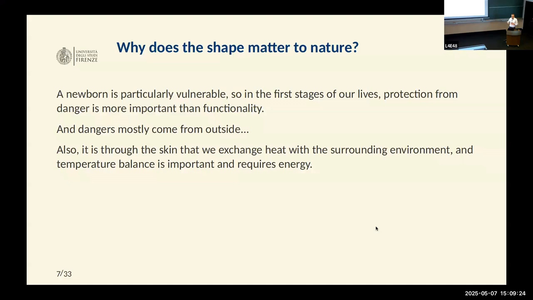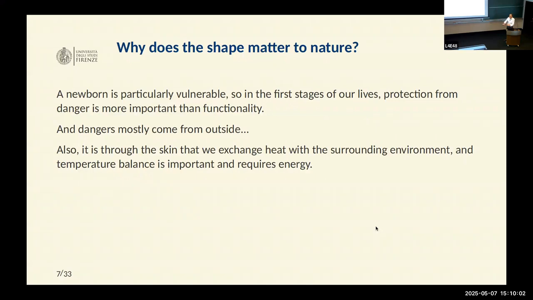Moreover, not only dangers, but there is also the exchange of heat from our body to the outside. You have to contain a volume because you need the organs, so you cannot be too small, but you prefer to have less perimeter because then you are more protected. Think of a nation, as luckily now we are again speaking of wars. A nation has to protect its boundaries, so the simpler the boundary, the better.